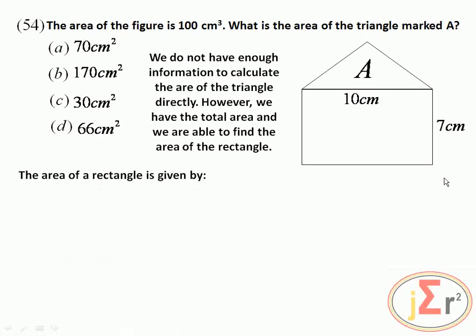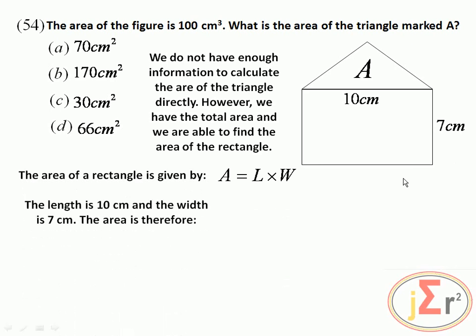So, what do we say? The area of a rectangle is given by area is equal to length times width. The length is 10 centimeters, and the width is 7 centimeters, as we have here, 10 by 7. So the area will turn out to be 70 centimeters squared.